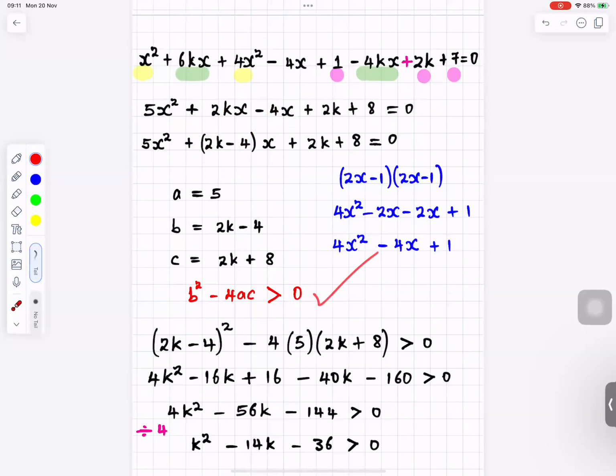So using b squared minus 4ac is bigger than 0. A is 5, b is this expression there, 2k minus 4, and c is that expression there, 2k plus 8.